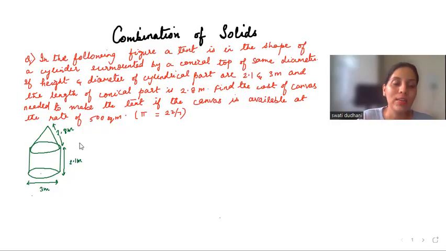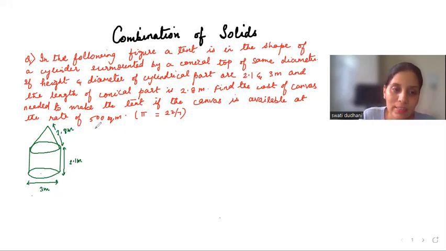The first one: in the following figure, a tent is in the shape of a cylinder surmounted by a conical top of the same diameter. So here we can see a cylinder, and on top of the cylinder, we have a cone. If the height and diameter of the cylindrical part are 2.1 and 3 meters respectively, so here 3 meter is the diameter.